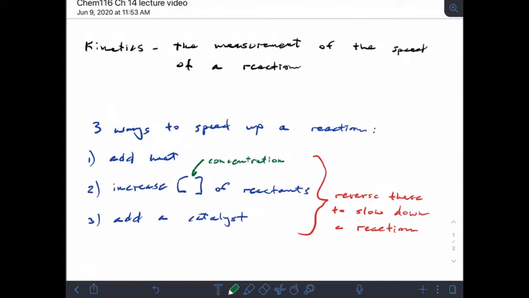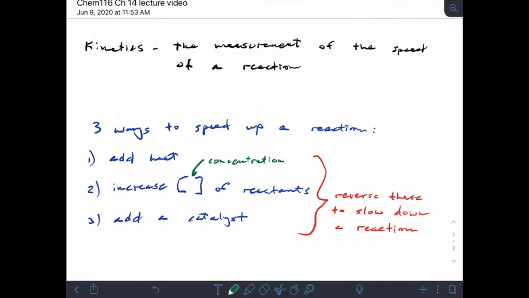There are three basic ways that you can speed up a reaction. One is to add heat. So just warming something up will automatically cause the molecules to move faster, increase the possibilities of collisions, all kinds of cool things. The other way to accomplish that is to increase the concentration of the reactants.